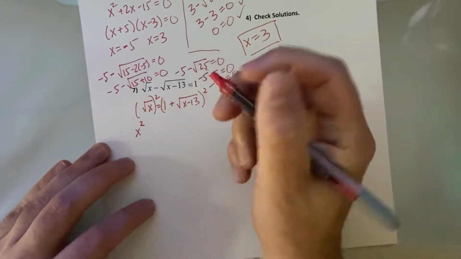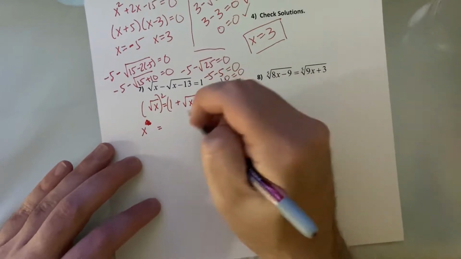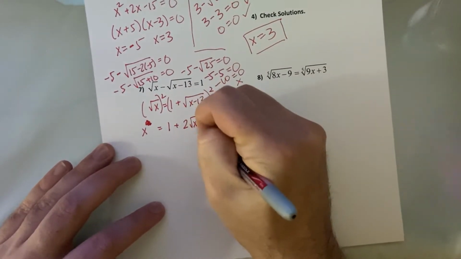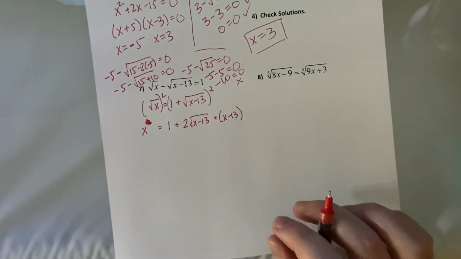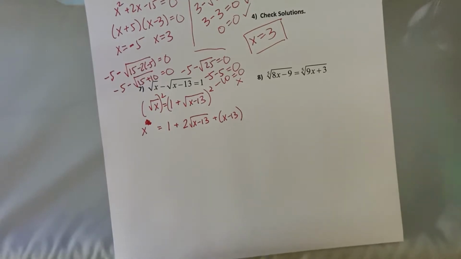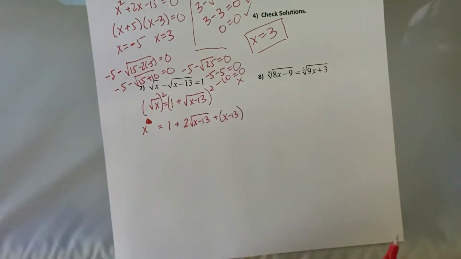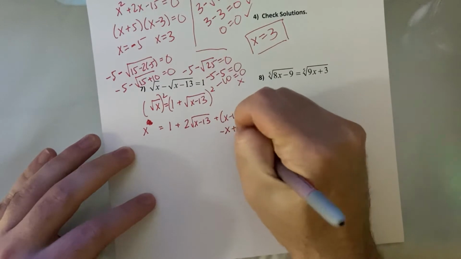This is x squared. Sorry, just x. This is 1 plus 2 square roots of x minus 13 plus an x minus 13. And you can write it out where they're right next to each other and FOIL or use the distributive property, but I'm just going to quickly go through that for now. Okay, so now I still only have one square root left, so I need to get that one by itself, which means I need to subtract x and add 13.